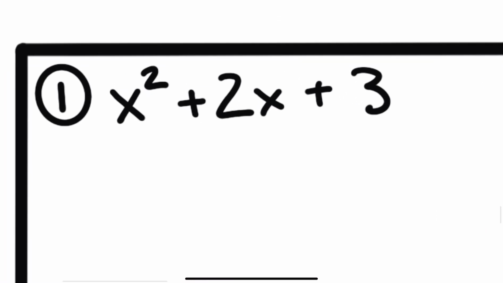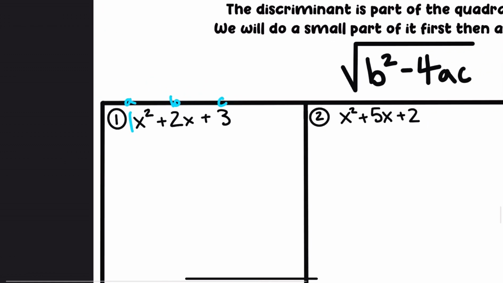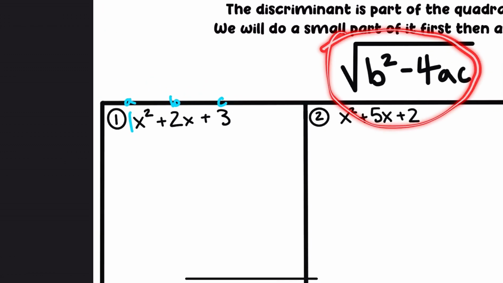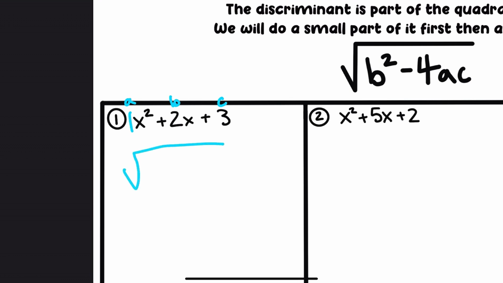I got number 1 here. I have my A, which is 1, my B, which is 2, and my C, which is 3, just like it's been for the past 2 units, I think. So A, B, and C, got that. Now what we're going to do is put that into this formula here. So square root of B squared. My B was 2, so I got 2 squared. When I plug in all of these letters, I'm going to put them in parentheses just so that I know exactly what I plugged in. And then I'm going to continue.